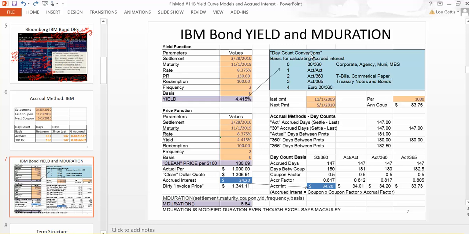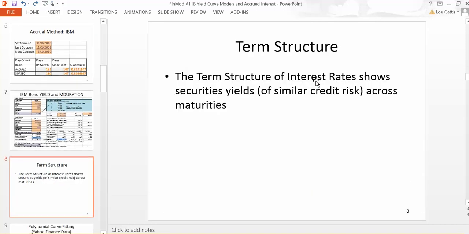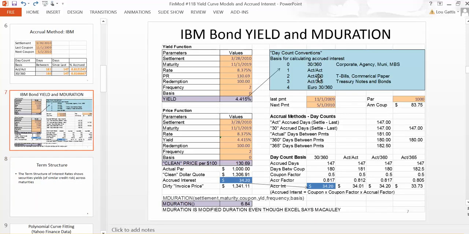Now, a question comes up: why would we ever have a 30/360? Well, imagine 75 years ago, before the invention of any computer or any tabulating device, and you want to calculate accrued interest really quickly. It would be handy just to assume 30 days in every month, and that's the historical basis of using these types of methods. So that concludes clean price, dirty price, and accrued interest.